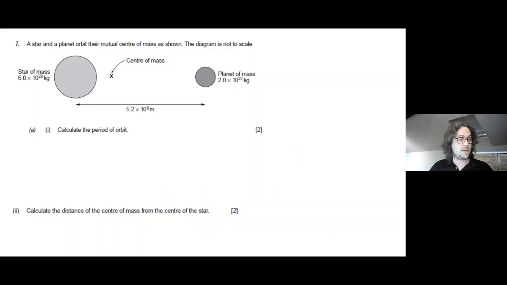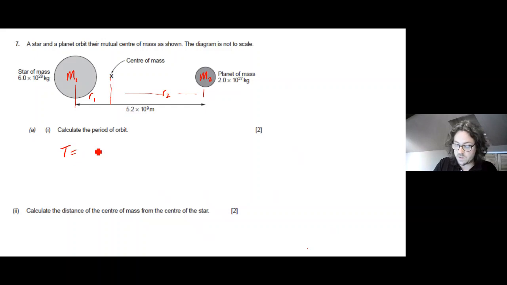Right, let's try another question then. So we've got a star and a planet orbiting their mutual center of mass as shown in the diagram. This is not to scale. So we've got here a large mass. Why don't I label this up? M1, M2. That's helpful. And while we're at it, I'm going to label this as R1, the distance from M1, and this as R2. Calculate the period of the orbit.